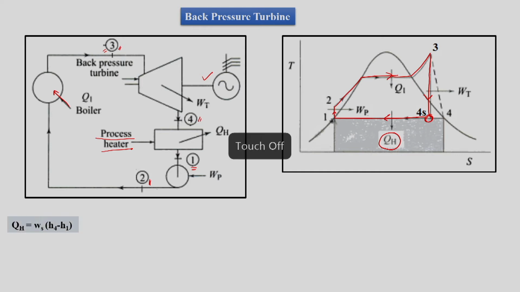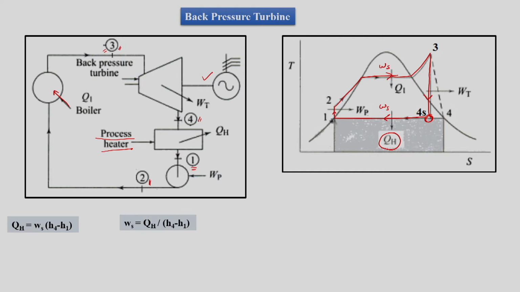Here we know that QH, which is the heat released for the process heating, is basically Ws into H4 minus H1. Here we are purposely saying that Ws is the mass flow rate of the steam through the circuit, such that this unit is in terms of watt.